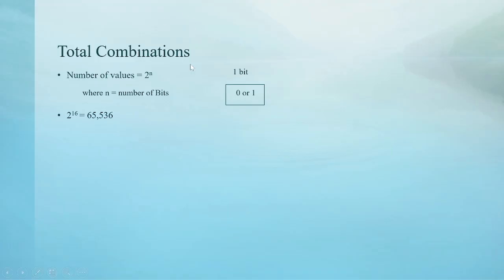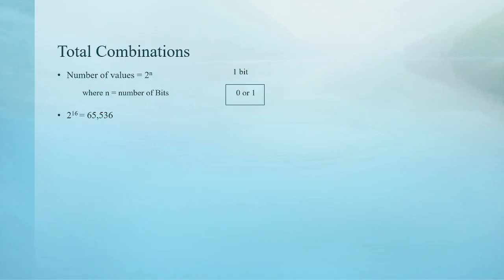If I say it is a 1 bit, it means either the stored value will be 0 or 1. That is why I'm calling it a 1 bit. So there are only two possible values. That is why it is 2 raised to n. Here, n is the number of bits.